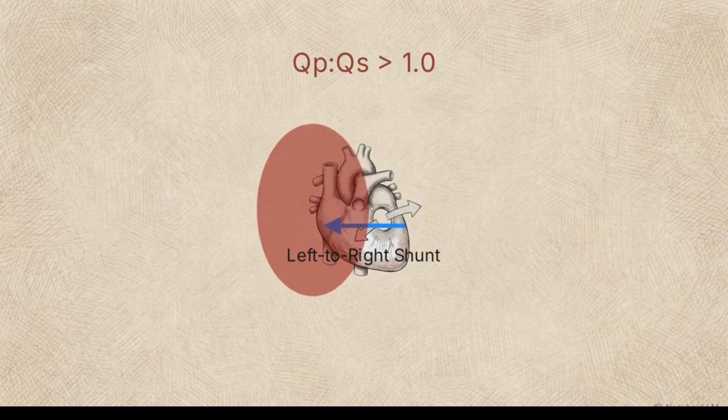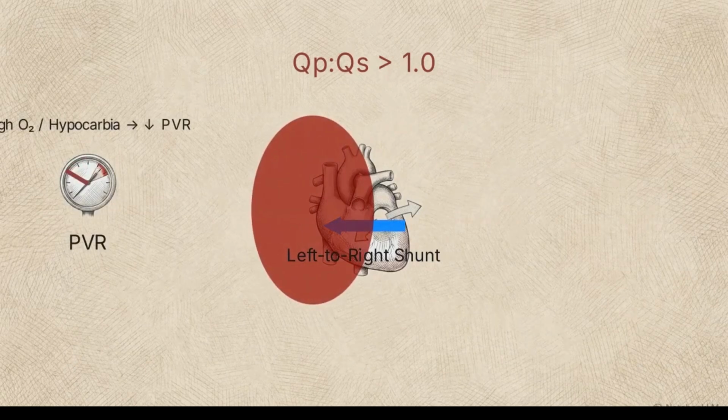Routine anesthetic maneuvers like administering high oxygen concentrations or inducing hypocarbia through hyperventilation drop the pulmonary vascular resistance. This physically widens the left-to-right shunt fraction, worsening the volume overload on the right heart. The pathophysiological extreme of this dynamic is Eisenmenger syndrome. Chronic elevation of pulmonary vascular resistance eventually exceeds systemic vascular resistance, reversing the shunt to right to left.